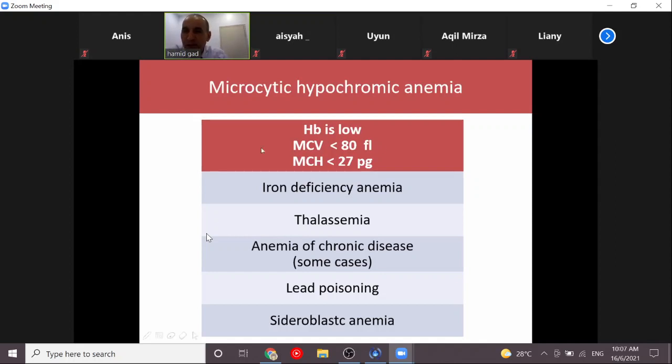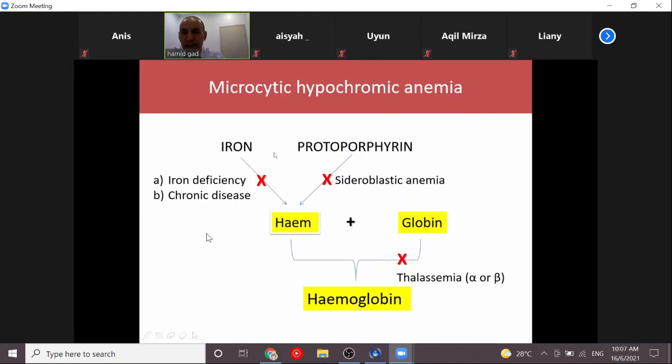If I ask for the investigations, again, you must start with iron deficiency because it is the most common cause of anemia and the most common cause of microcytic hypochromic anemia. This is how microcytic hypochromic anemia is produced. We need iron, we need protoporphyrin to produce the heme, and we need amino acids, globin, together to produce hemoglobin.